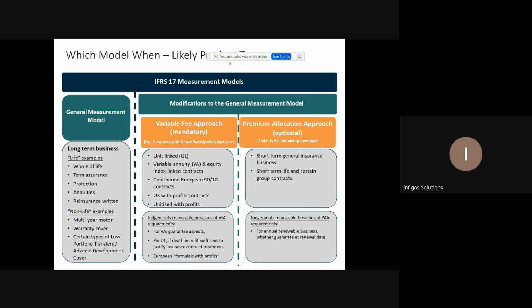So, which products does it apply to? It will apply to life insurance, term insurance, product insurance, annuities, reinsurance, multi-year motor, warranty cover, certain kinds of loss, unit link, variable annuity, continental. So all these are the product types it will be applied to. Any questions at this point?